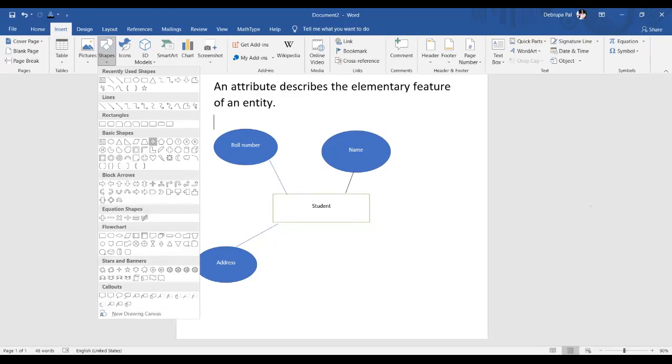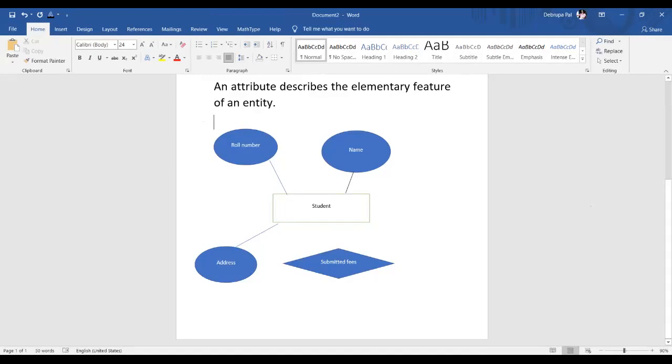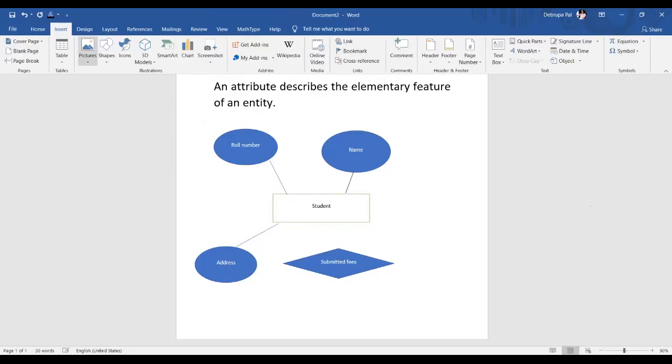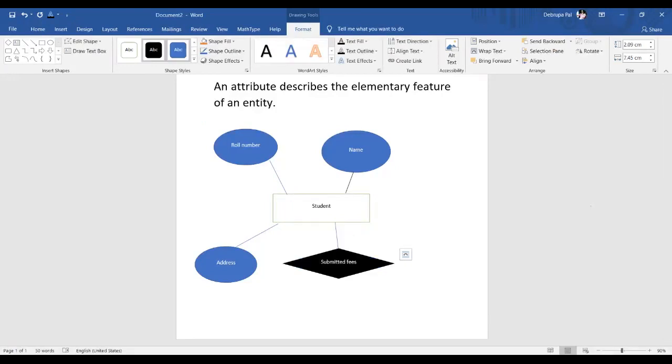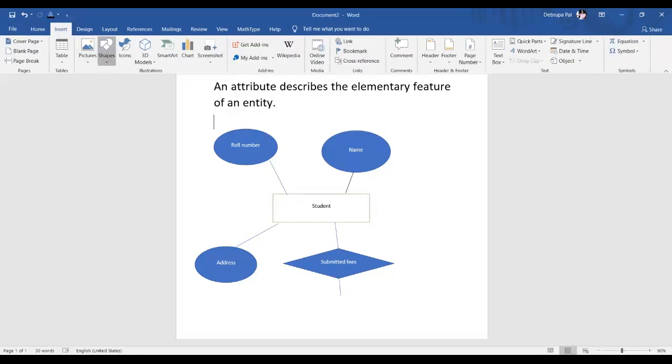Now we will look into, wait, let me. Okay. Now again we will draw. Sorry, just let me draw, then I will explain.